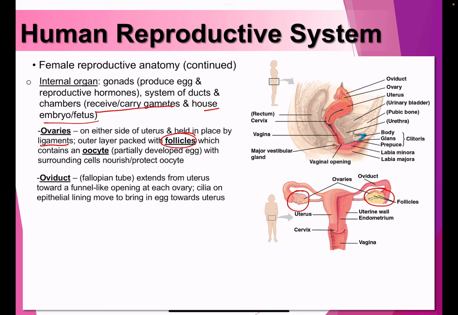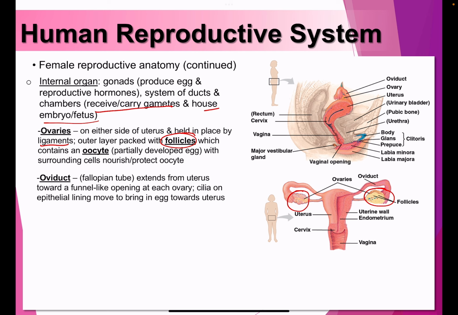They extend from the uterus towards a funnel-like area. So from the uterus right there goes out to a funnel-like structure called the fimbriae, but you don't have to know that. But it's kind of like a flowery petal thing that hovers over the ovary. It's not a physical connection, like I was saying.